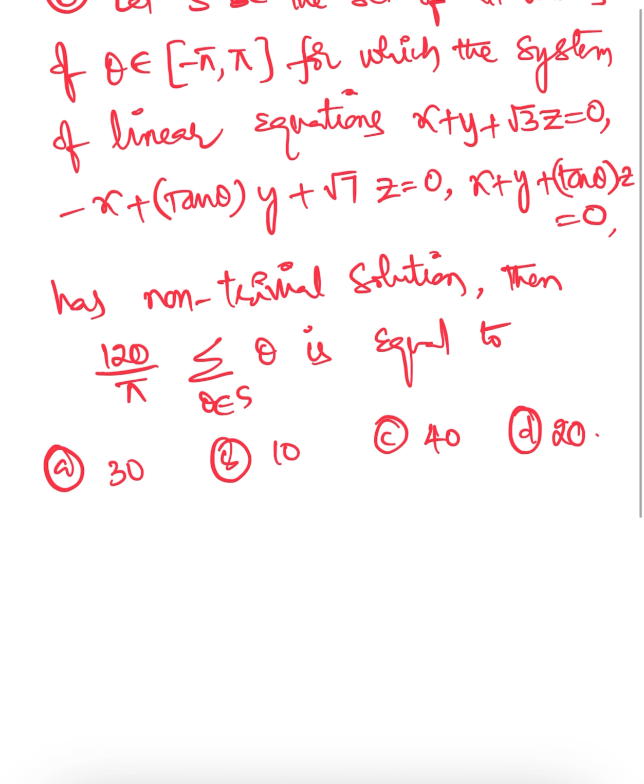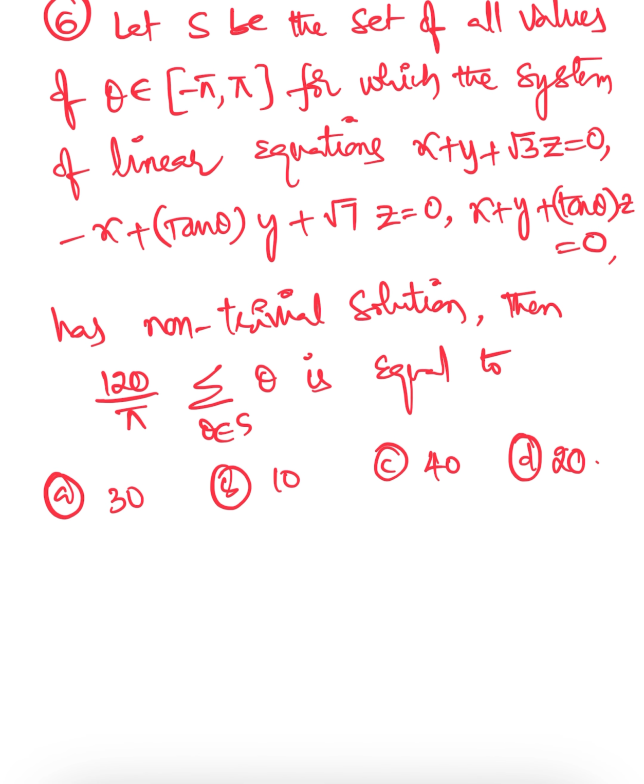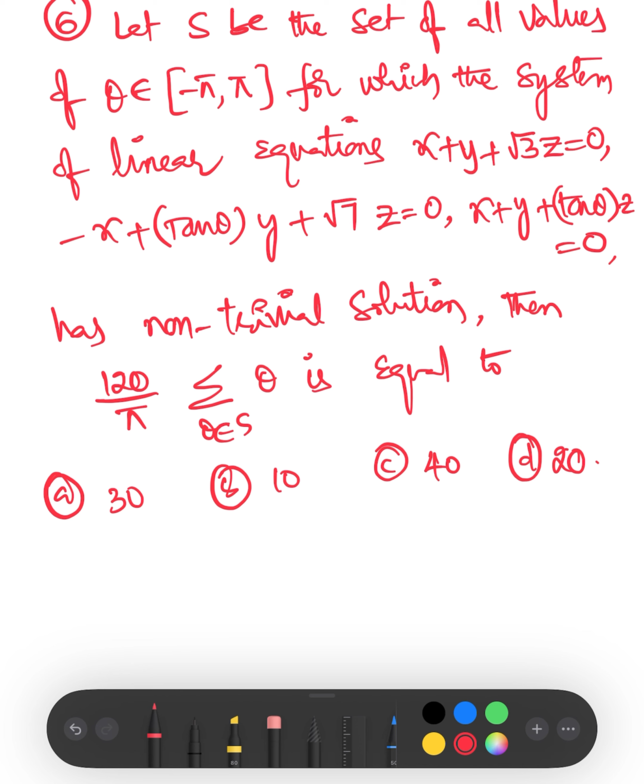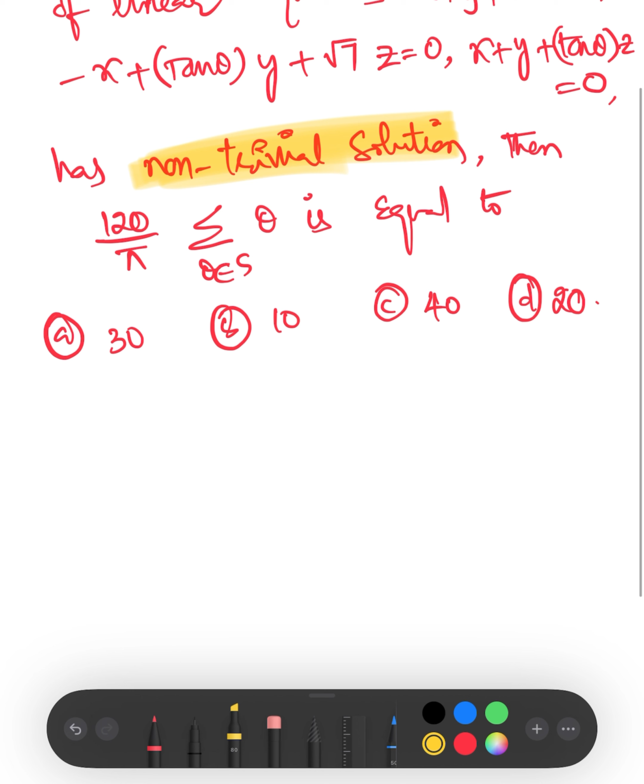A very beautiful question. Let S be the set of all values of theta which belong to the closed interval of minus pi to plus pi, for which the system of linear equations has a non-trivial solution. For a non-trivial solution, the first thing we need to remember is delta equal to 0, that is, det equal to 0.